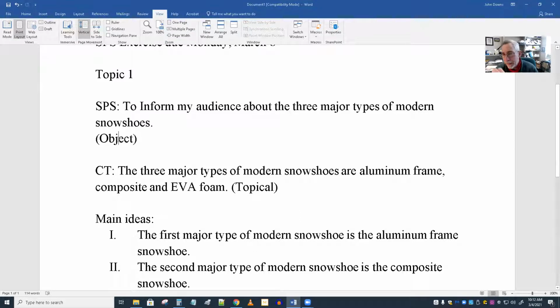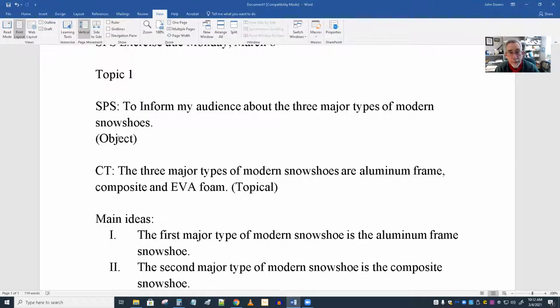Remember in our handout about how we categorize informative presentations, we had COPE: concept, object, process, event. You have to do 1 of each of those 4 plus 1 again of these types. And this one is object. A snowshoe is an object. Okay, good.